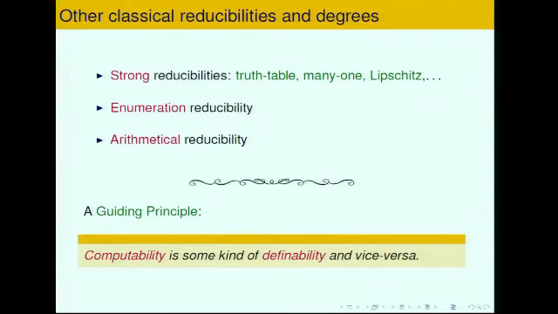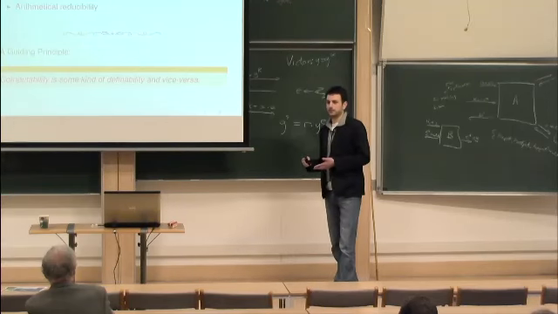And before that, Post had already defined the reducibility, and he also introduced a number of easier, more tractable reducibilities, sometimes called strong reducibilities. For example, truth table, many one, and others. The idea is that the queries in these stronger reducibilities are issued in a more well-behaved manner.